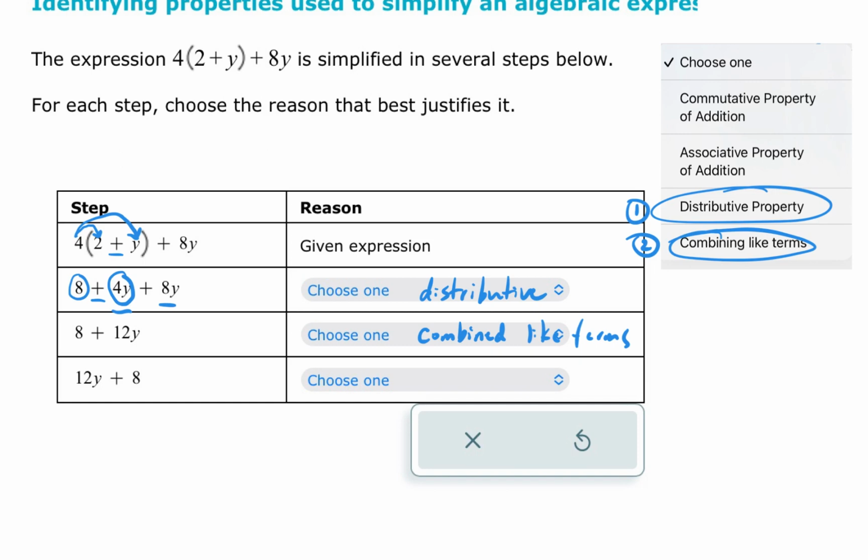And then lastly, we flipped the order. You'll notice that the 12y flipped over to right here. We flipped the order of these. This is an addition problem. It's just like 3 plus 4 equals 4 plus 3. It doesn't matter how we write it. That is called the commutative property of addition. So that was our third step. And the reason why we did that is we typically put variables before we put constants in an equation.